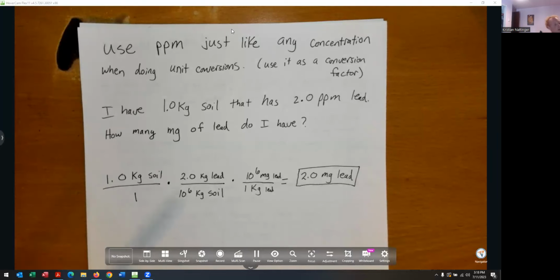Well, you're going to start with what you have over 1. So you have 1 kilogram of soil in the bag. Put that over 1.